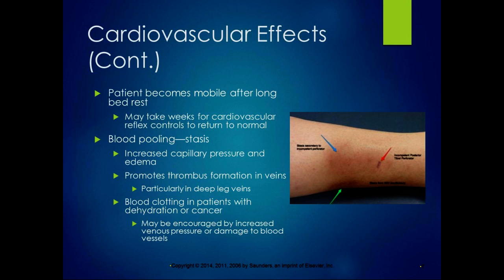So blood pooling is called stasis. And so if you have blood pooling or stasis in an individual area, you get increased capillary pressure and edema. And that promotes thrombus or clot formation in the veins, particularly in the deep leg veins. So blood clotting in patients with dehydration or cancer might be accelerated by increased venous pressure or damage to blood vessels. So immobility, blood pooling can really cause a lot of problems because if you have blood clots and the clot breaks off, it could go to your brain or your lungs and cause a huge problem.